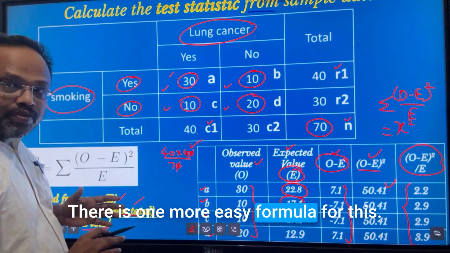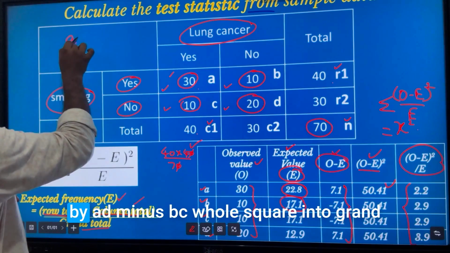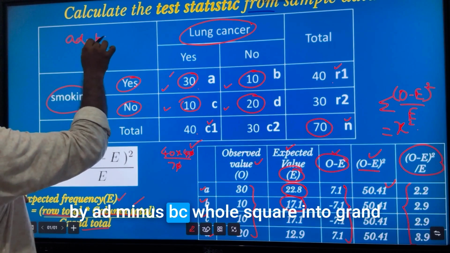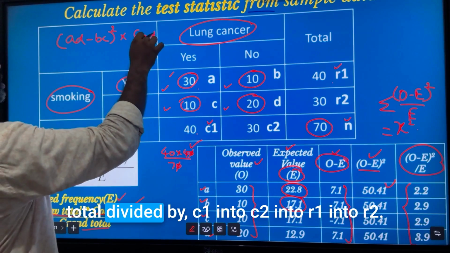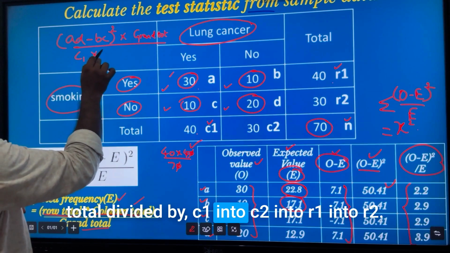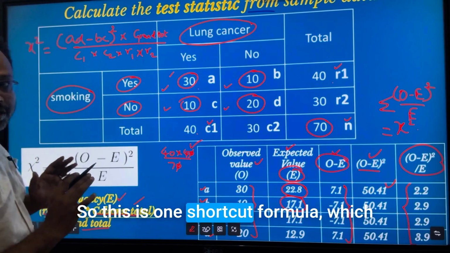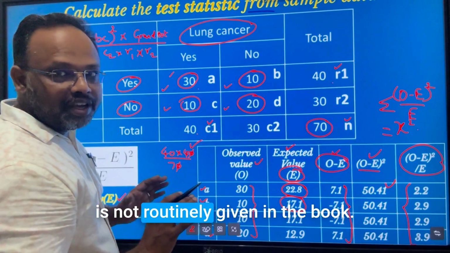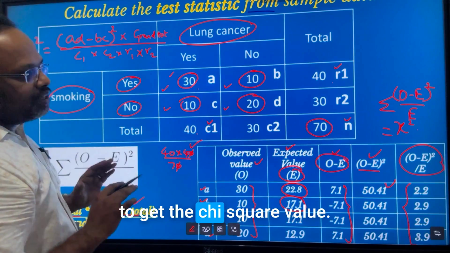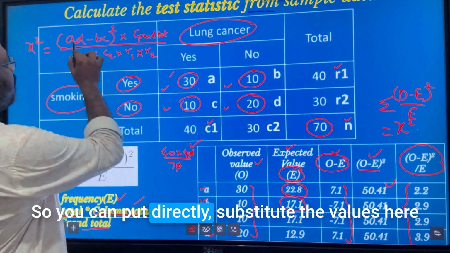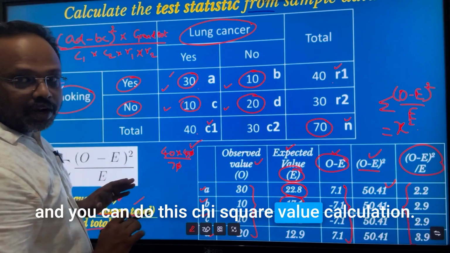There is one more easy formula for this. You can calculate the chi-square value by AD minus BC whole square into grand total divided by C1 into C2 into R1 into R2. This is one shortcut formula which is not routinely given in the book. You can use this formula to get the chi-square value. You can directly substitute the values here and do this chi-square value calculation.